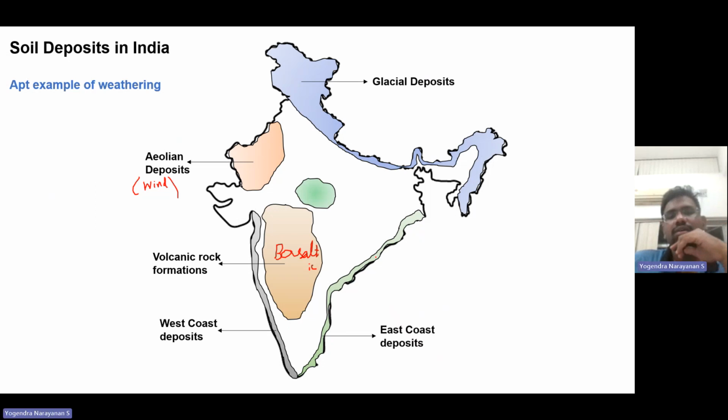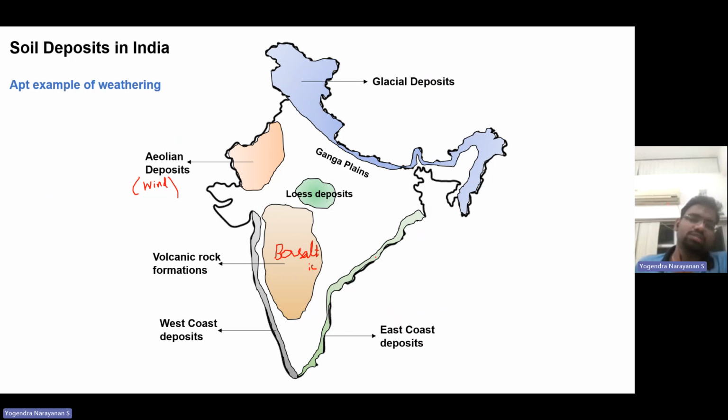And some part of Madhya Pradesh near the Aravalli ranges, not in between Aravalli, Vindhya, and Chota Nagpur plateau, we find the loess deposits, which are also wind deposits and very fine silty materials. And finally, we come to plain, that is alluvial deposits. We have vast plains and numerous rivers.